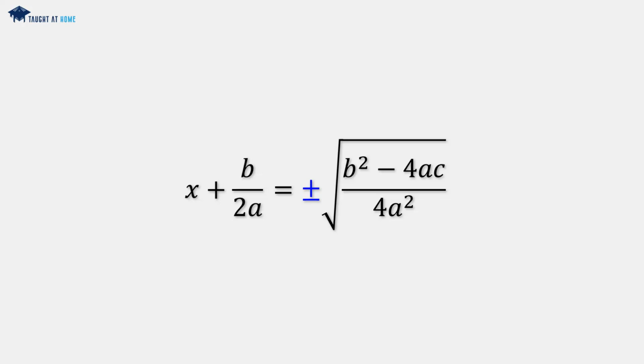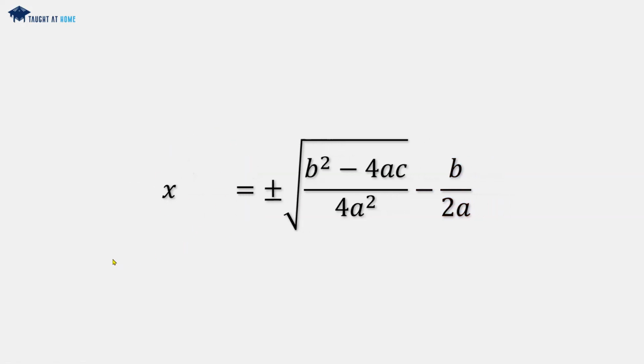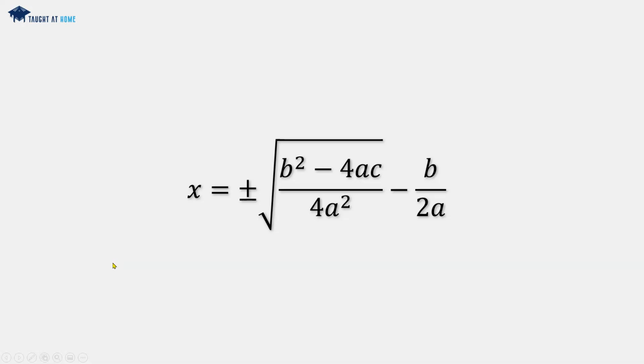And now we can subtract b over 2a from both sides. These cancel out. Now we've got x on its own. But we're not quite there yet. This is the right answer, but we need to tidy this up and get it into the form that we're familiar with. And we want to do this by combining the two fractions. And we need the same denominator for that. And we need to somehow deal with this square root.